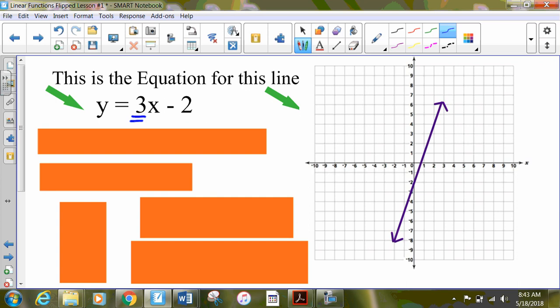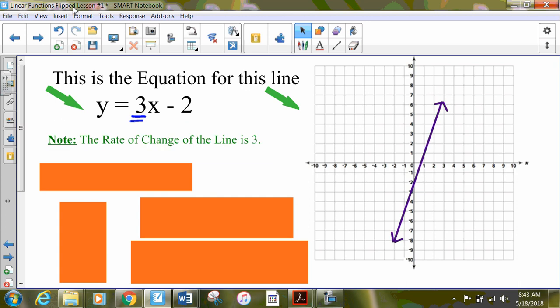You can double check looking at the graph and find rise over run to see that this equation matches with this line. The slope is the same. The rate of change is the same. So making a table is a good way to see what this equation is all about.